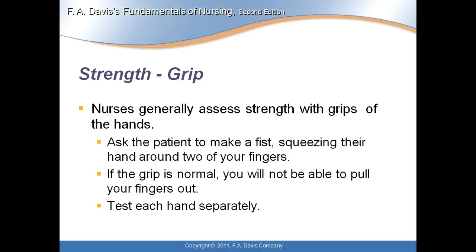So you're also going to check for their strength and their grips. The nurse or you will generally assess whether or not they can actually grip your hands. So you ask the patient to make a fist and squeeze their hand around your two fingers. You use two fingers because it's less likely to hurt if they have full strength. If the grip is normal, you won't be able to pull your fingers out of their grasp.